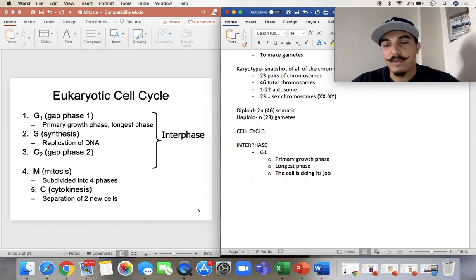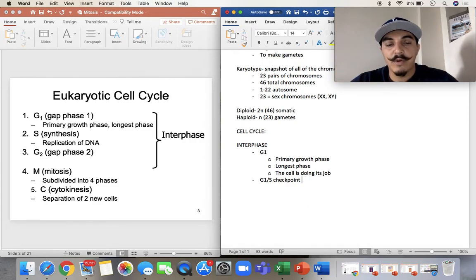Just because it's always doing its job. It just stops every once in a while to replicate and do other things. Okay. So then we have what's called a G1/S checkpoint. We're going to talk about a couple of checkpoints. Many of these checkpoints are super important because our cell is able to recognize if it can continue through the cell cycle or if it needs to stop and repair something.